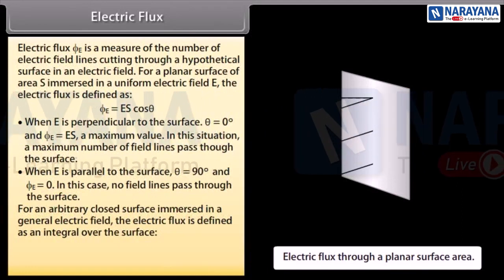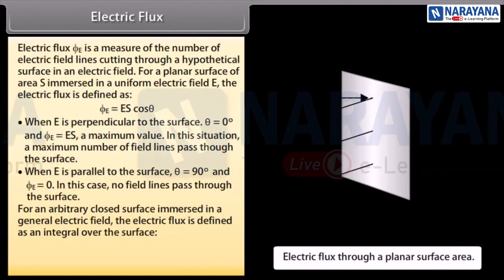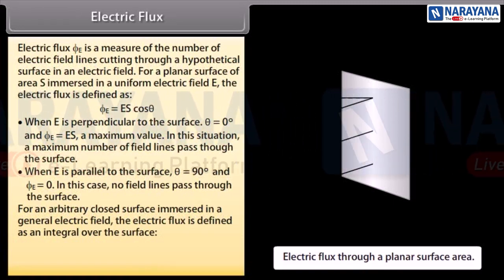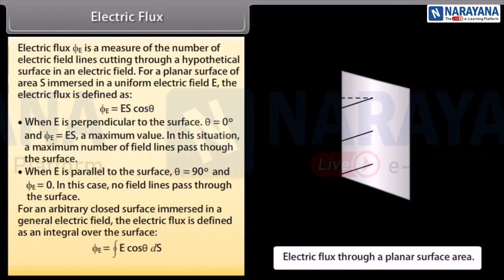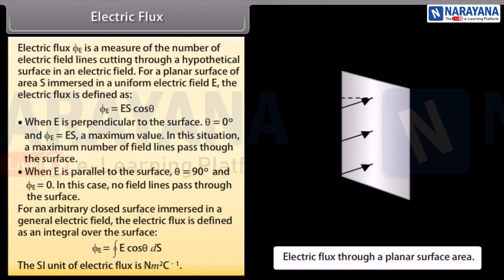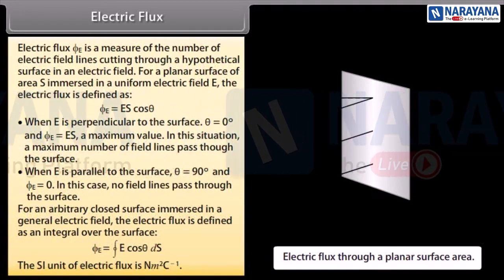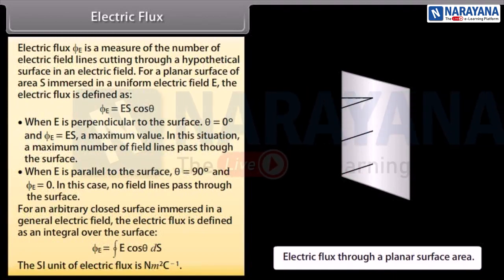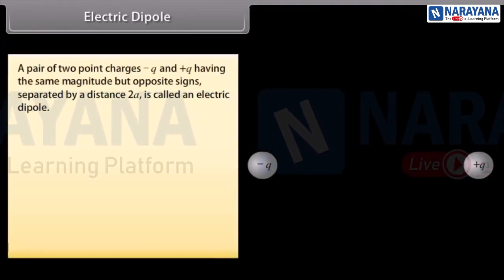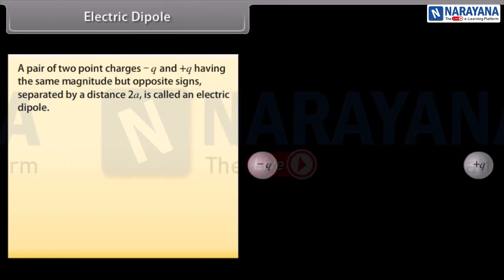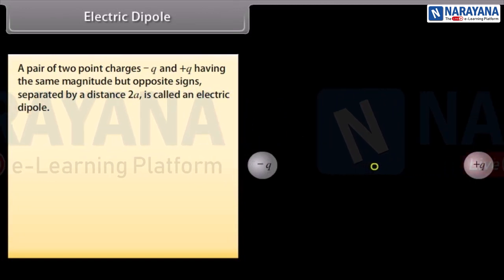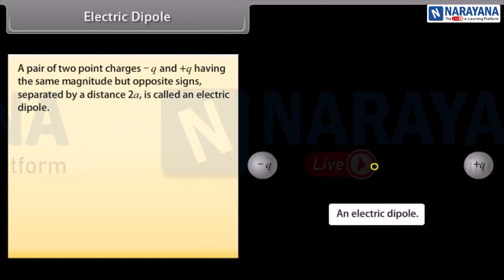For an arbitrary closed surface immersed in a general electric field, the electric flux is defined as an integral over the surface of E cos theta. The SI unit of electric flux is Newton meter square per Coulomb. Electric dipole. A pair of two point charges, minus Q and plus Q, having the same magnitude but opposite signs, separated by a distance 2a, is called an electric dipole.